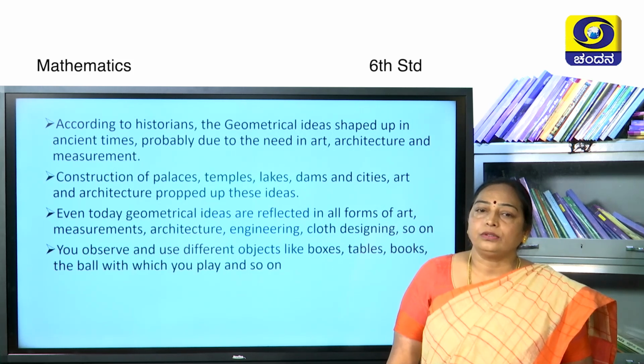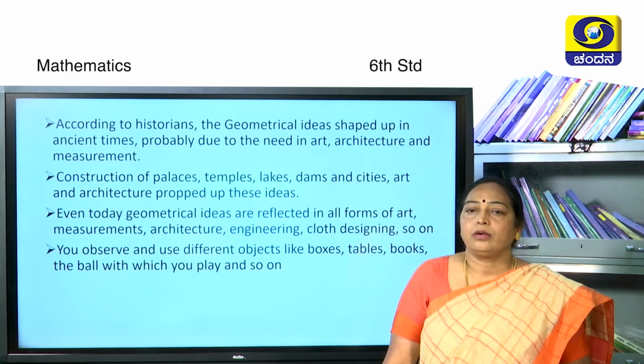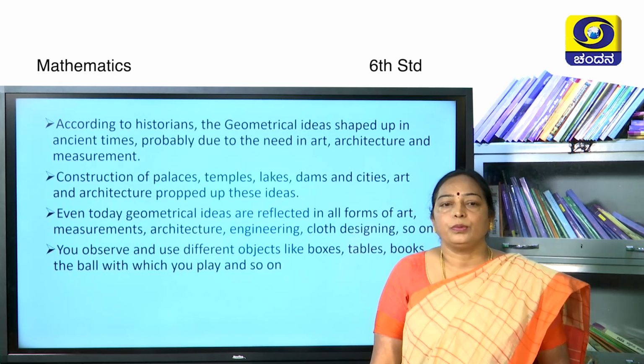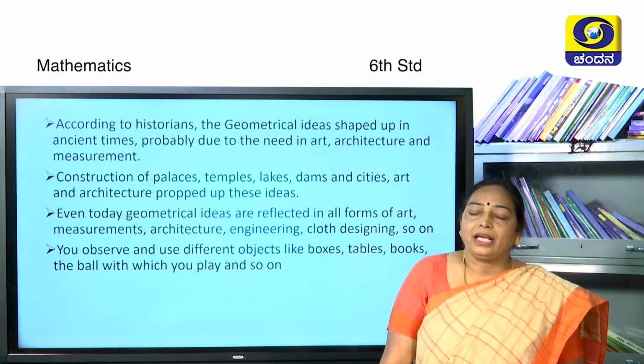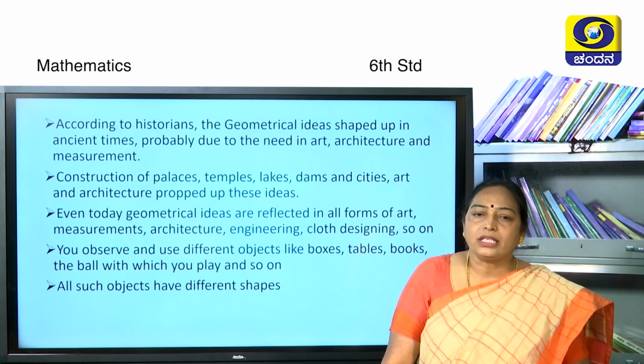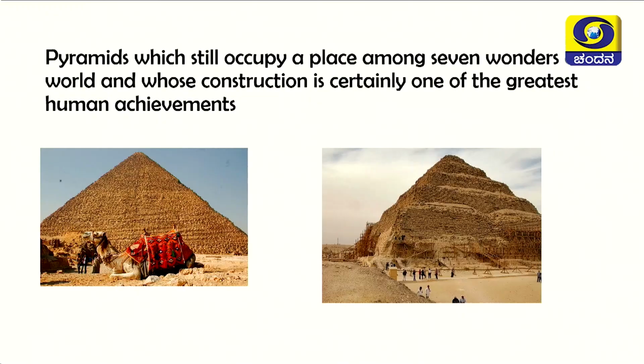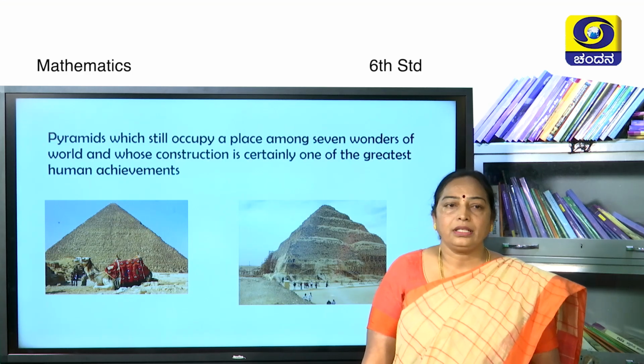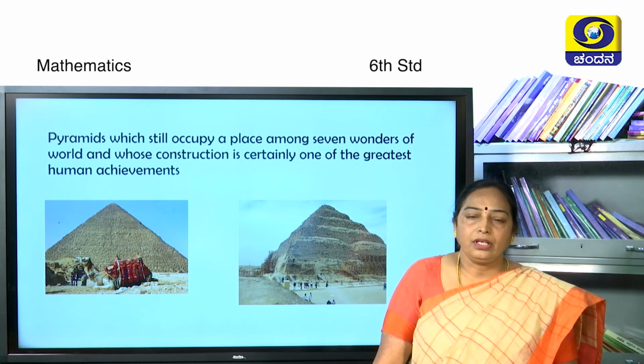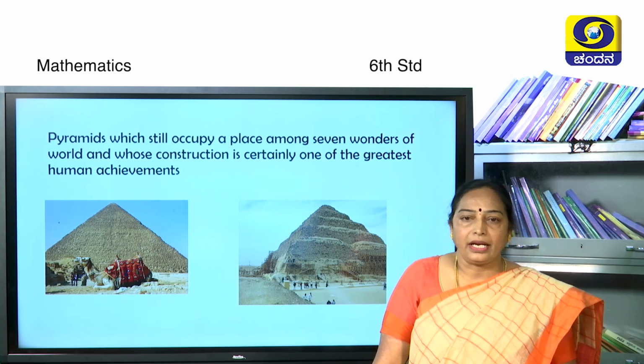You observe and use different objects like boxes, tables, books, the ball you play with and so on. All such objects have different shapes. Look at this figure, pyramids. Pyramids still occupy a place among the 7 wonders of the world and whose construction is certainly one of the greatest human achievements. Children, in this session, we learn about basic geometrical ideas.